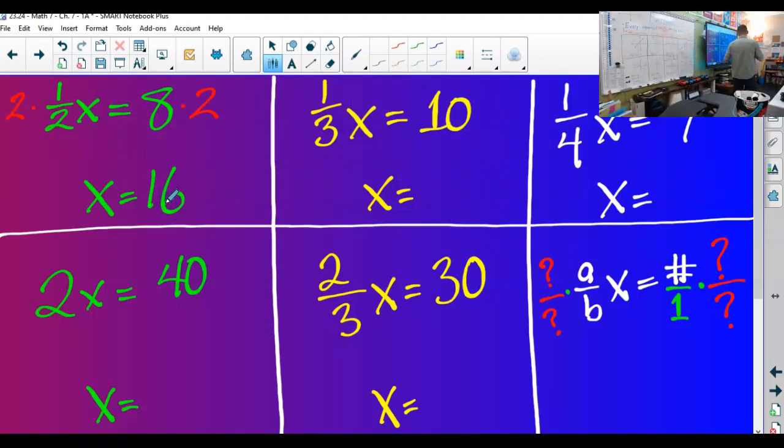Emery, what about if we know a third of X is 10? What do we need to do there? Oh, I don't know. Yeah, you do. If you have a third of something, how do you get to a whole? Is it 3? Oh, no.